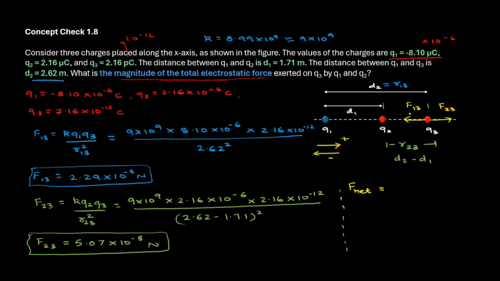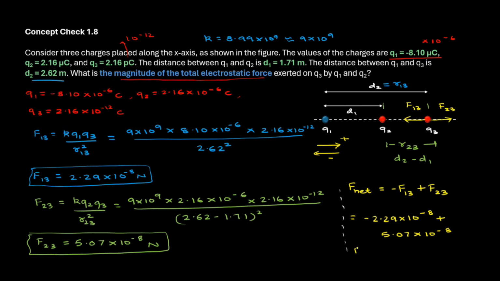So here F13 is going to the left, so I will write it as negative F13, whereas F23 is to the right, so I will write it as plus F23. Let's solve for this. F13 is minus 2.29 times 10 to the power negative 8 plus F23, which is 5.07 times 10 to the power negative 8.